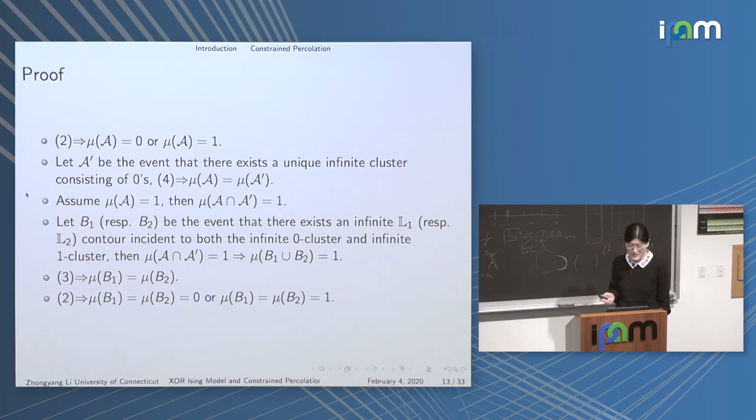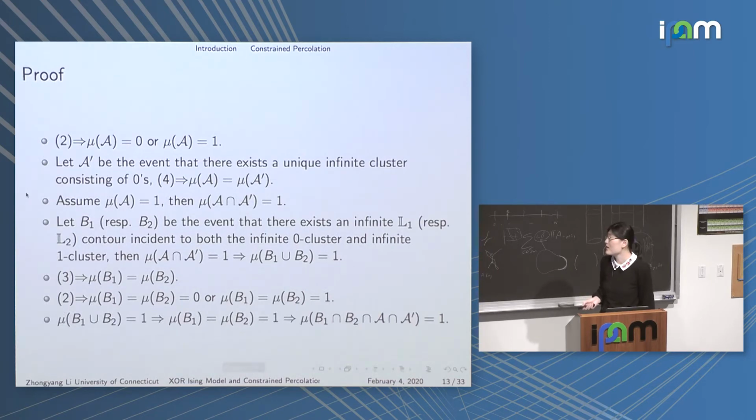Because of the ergodicity, either mu B1 equals mu B2 equals 0, or mu B1 equals mu B2 equals 1, because they are both translation invariant events. In particular, they are translation invariant under 2Z equals 2Z. So for an L1 contour, if we translate by 2Z equals 2Z, we again get an L1 contour. Then from mu of B1 union B2 equals 1, we actually obtain that mu of B1 intersection B2 intersection A prime is equal to 1.